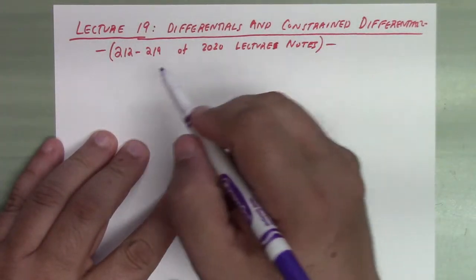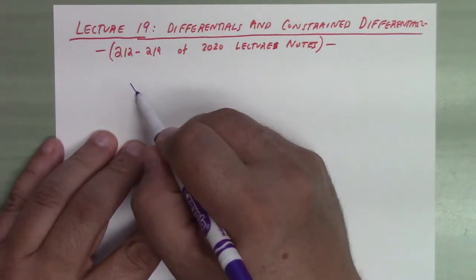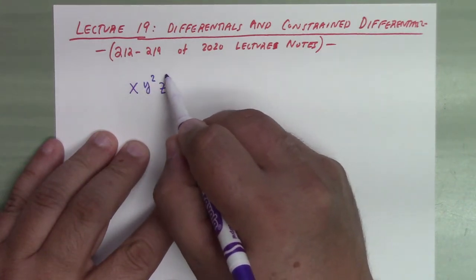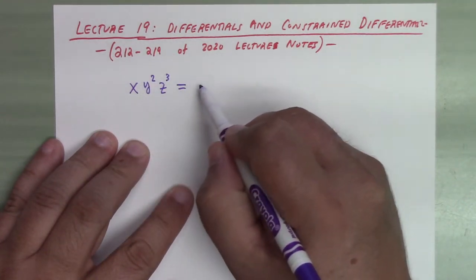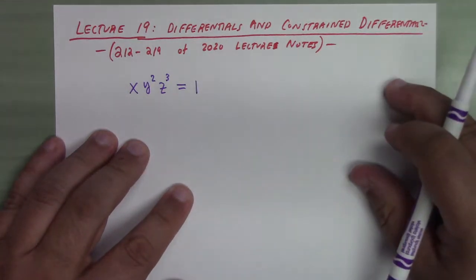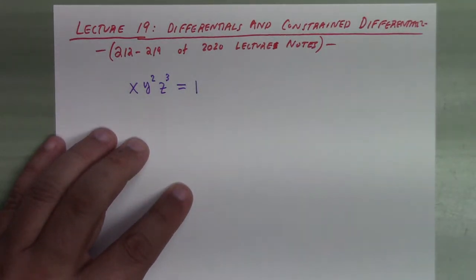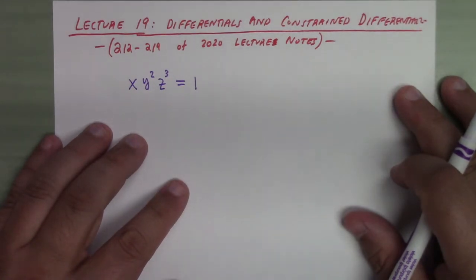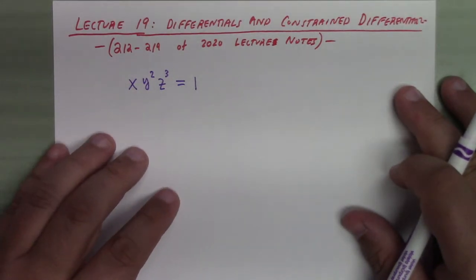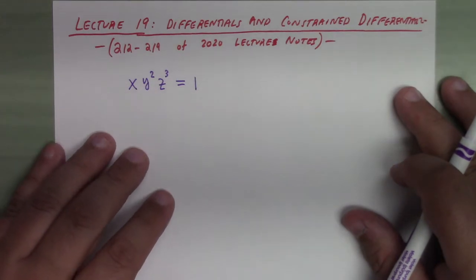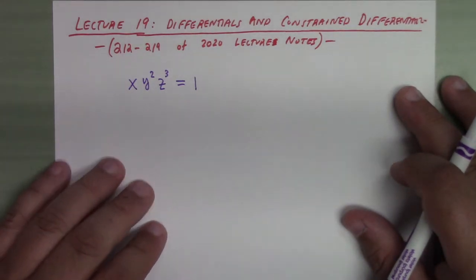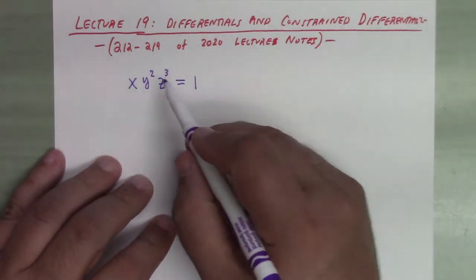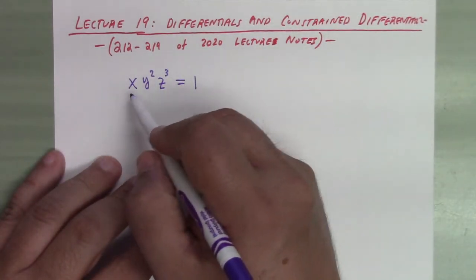If I have something like, say, x y squared z cubed equals, say, 1, maybe that describes a surface, right? And I want to compare how the change in these variables interrelates, all right? If I want to describe how the change in x, y, and z are interrelated, what I can do is take the differential of this equation.